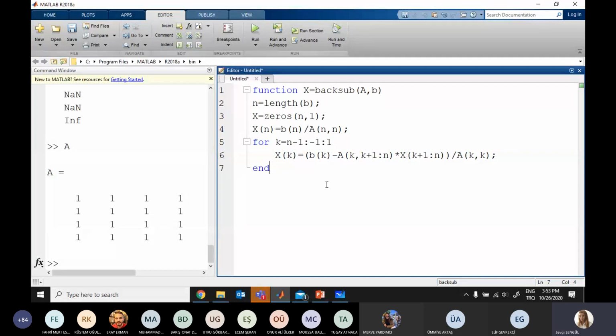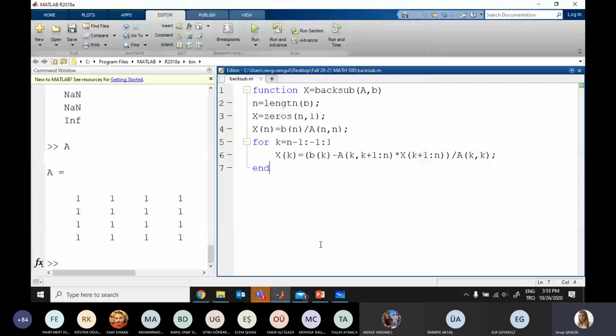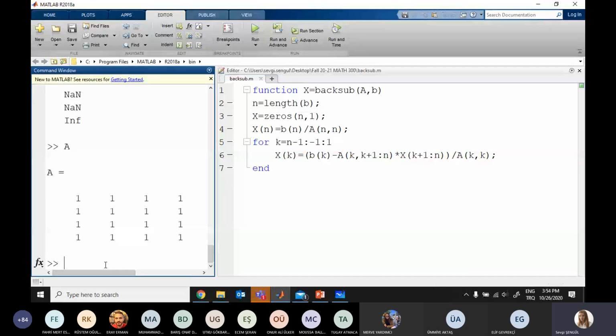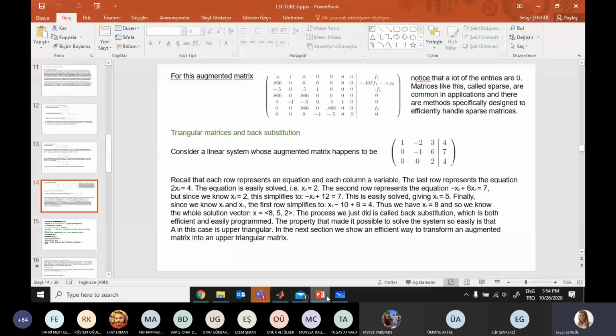So once you write your function program, I want you to know, you need to save this one. Let's save that one. I save this one as desktop, my 300 course backup. Okay, let me save that. Once I save it, I cannot run the function program. I need to call it from the console with the inputs that are needed. In here, I need A and I need B. So I need to give A and B, and with this back substitution, I can find the solution.